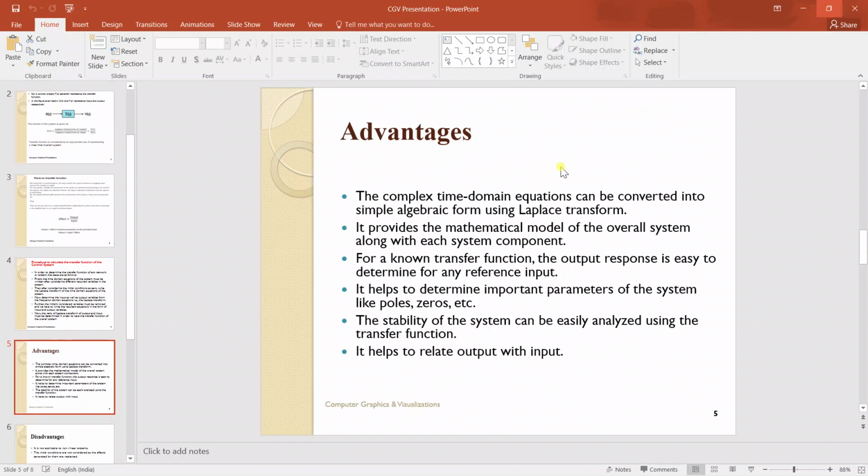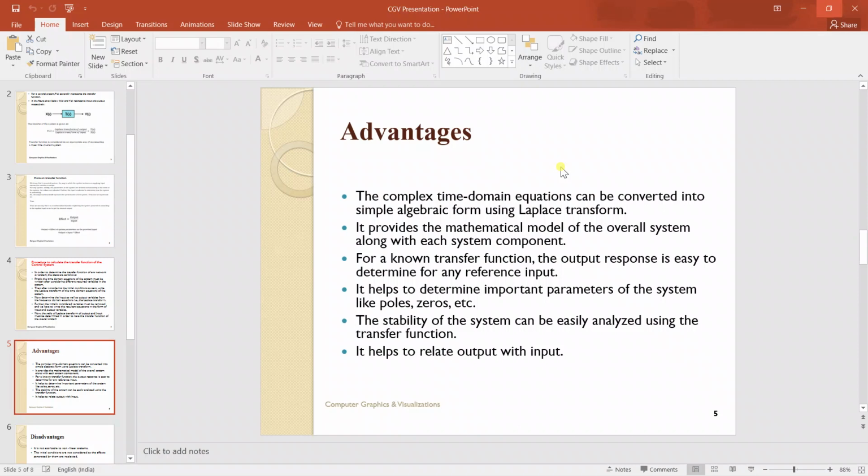Now the advantages of transfer function. First, the complex time domain equation can be converted into a simple algebraic form. Second, it provides a mathematical model of the overall system along with each system component. Third, for a known transfer function, the output response is easy to determine.